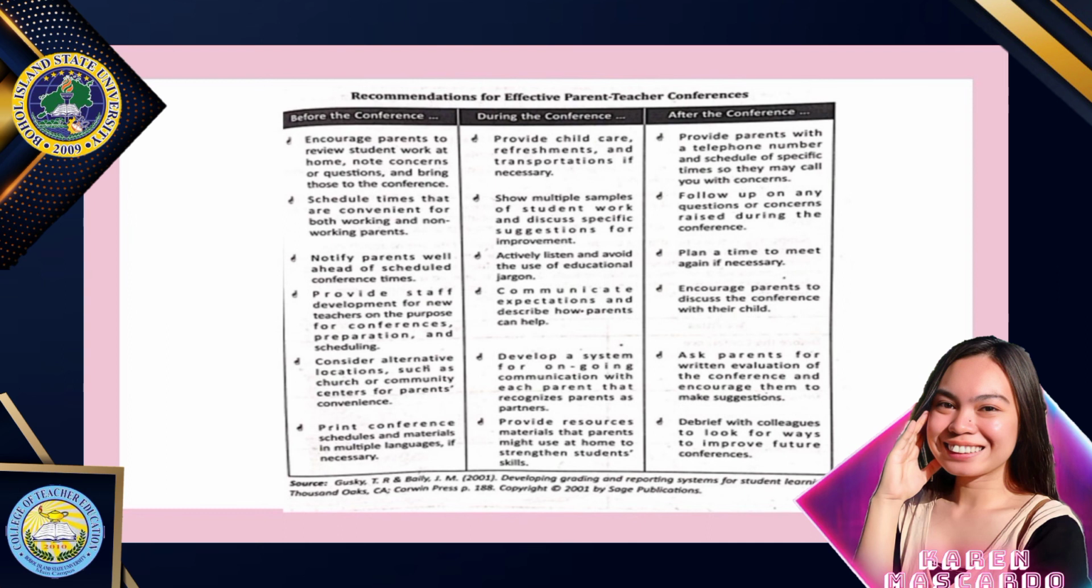After the conference, provide parents with a telephone number and schedule for specific times so they may call you with concerns. Follow up on any questions or concerns raised during the conference. Plan a time to meet again if necessary. Encourage parents to discuss the conference with their child. Ask parents for a written evaluation of the conference and encourage them to make suggestions. Debrief with colleagues to look for ways to improve future conferences.